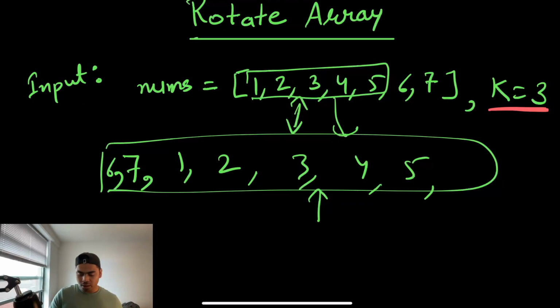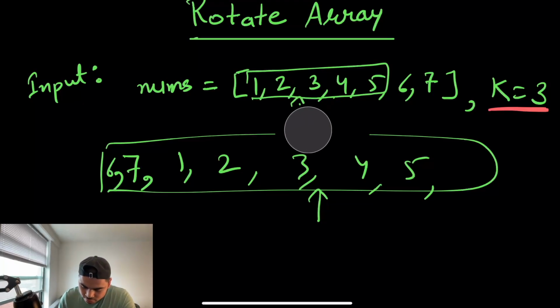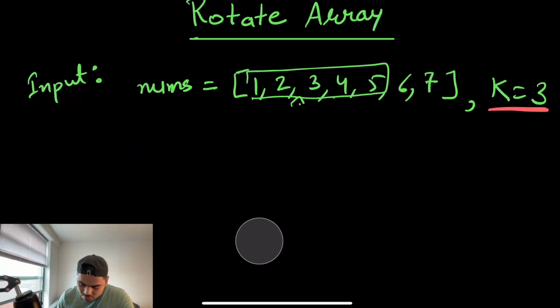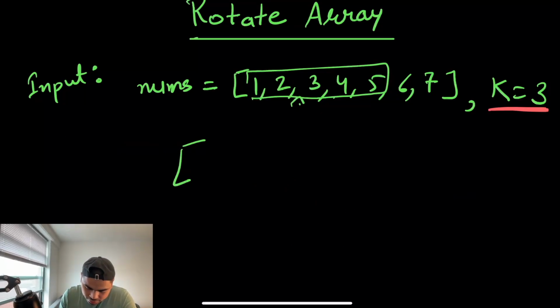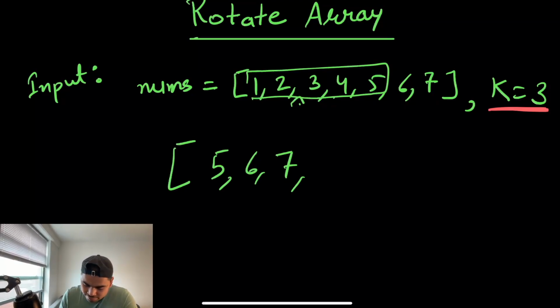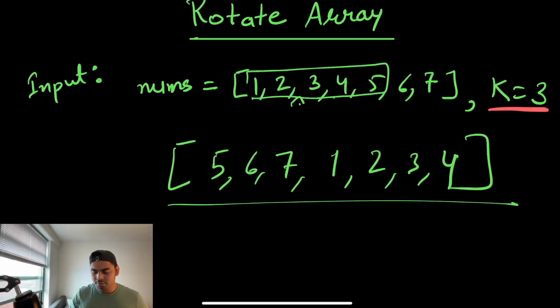One of the things I think is really happening, and let's just write the solution here for this problem after shifting all the values by k. 5 will come in the front, so 5, 6, 7, and then 1, 2, 3, 4. Okay, so this is our final array.